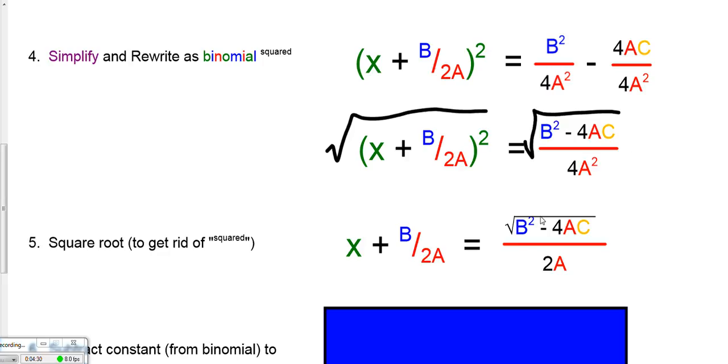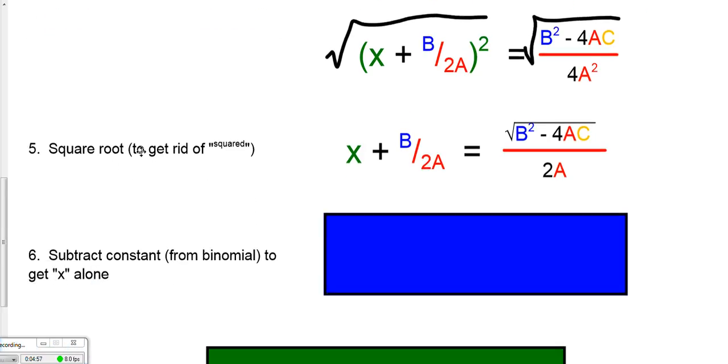The numerator, we don't really know what that is, so we're going to leave that as square root of b squared minus 4ac. For the denominator, however, square root of 4 is 2, square root of a is a. Or sorry, square root of a squared is a. So square root of just the denominator becomes 2a. Now, we have just this chunk on this side after we use the square root to get rid of the squared.